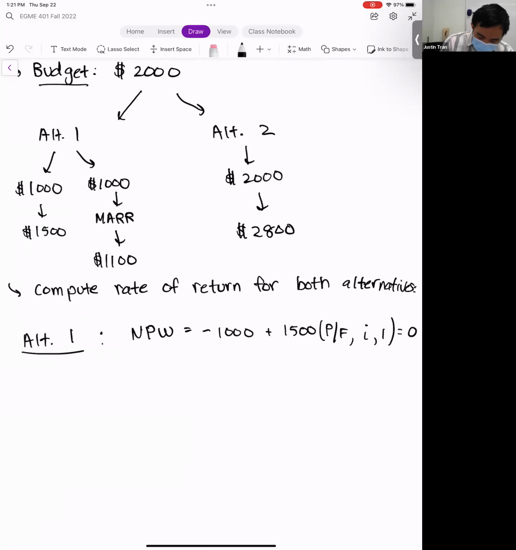All right. And so since this is a simple case, we can go ahead and just plug in the formula for that. And so we have a minus 1,000 plus 1,500 times 1 over 1 plus I. Where I got that 1 over 1 plus I, that's just our compound interest formula.